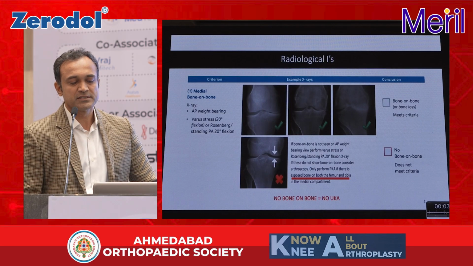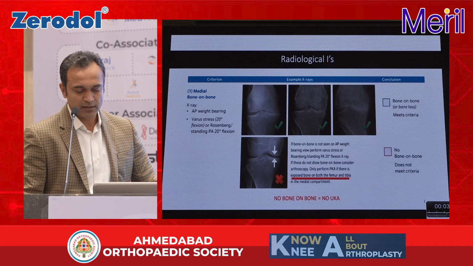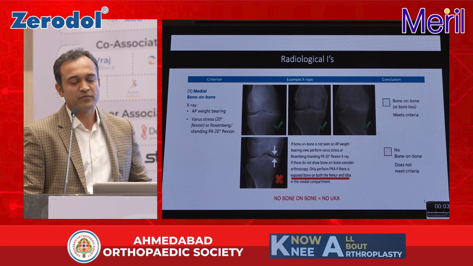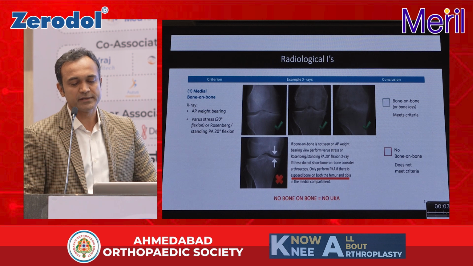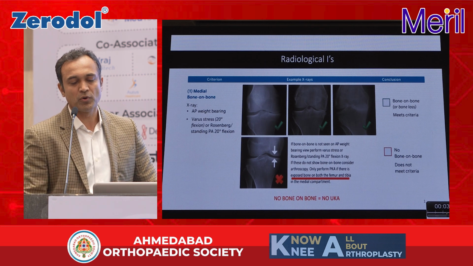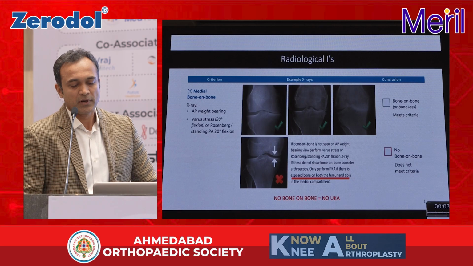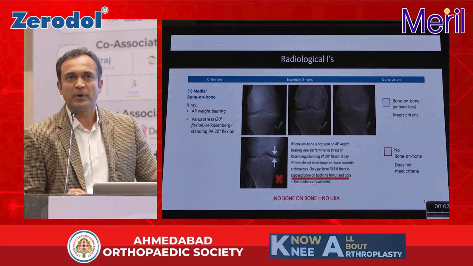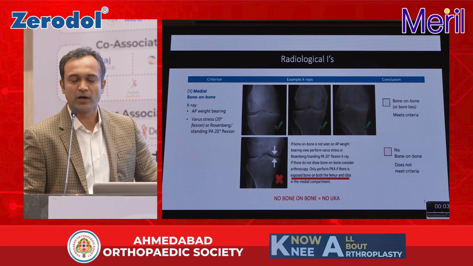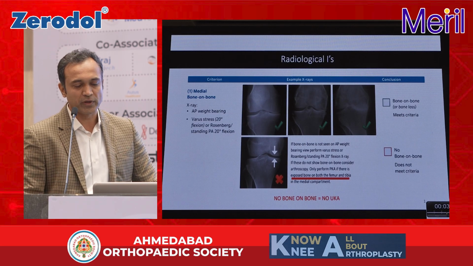In X-rays, you do standing weight-bearing X-rays and varus-valgus stress X-rays. The first criterion is medial bone-on-bone arthritis. If you see these kinds of X-rays, the above 3 X-rays show a good amount of medial bone-on-bone. But in the lower X-rays, if even partial cartilage is left over, it will not give an adequate outcome. So no bone-on-bone, no UKA.